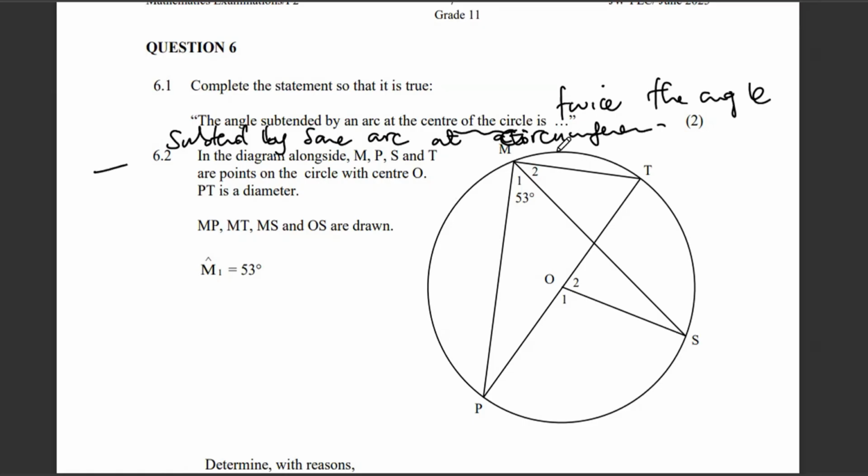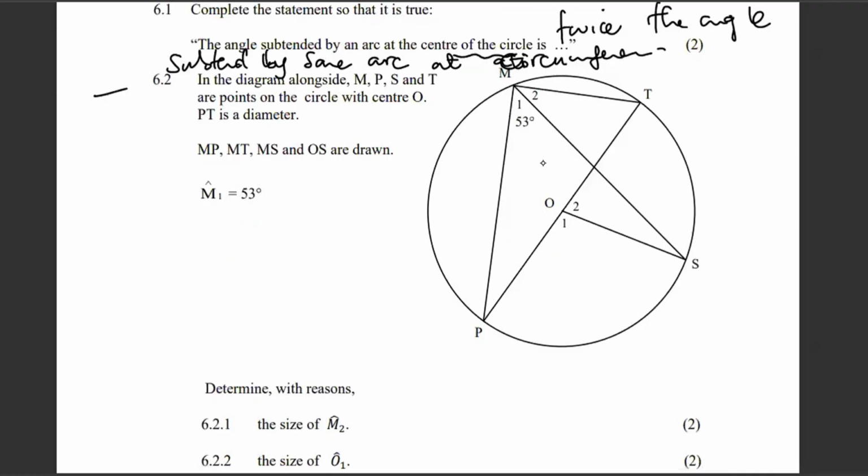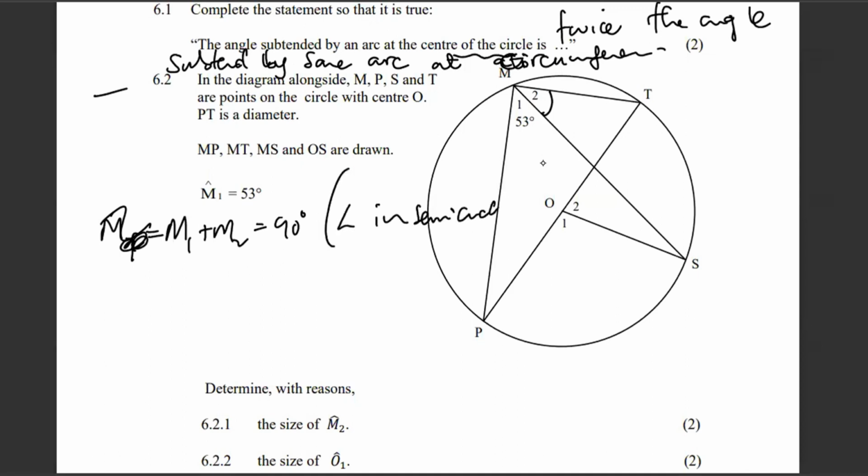Then 6.2, we have this drawing. They're telling us M1 is 53. They want us to give reasons as we find M2. Where's M2? M2 is here. So one thing we know is that M1 plus M2 must give us 90 because this is a diameter. Reason: angle in a semicircle. And then for us to get M2, it's going to be 90 minus 53, which gives us 37.